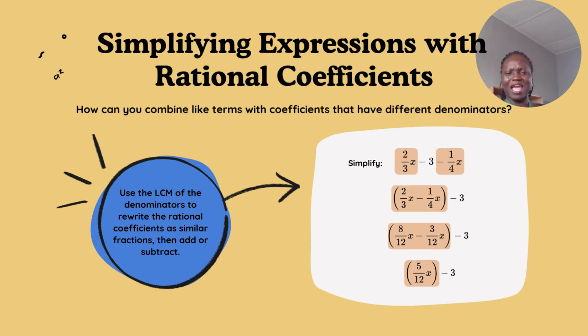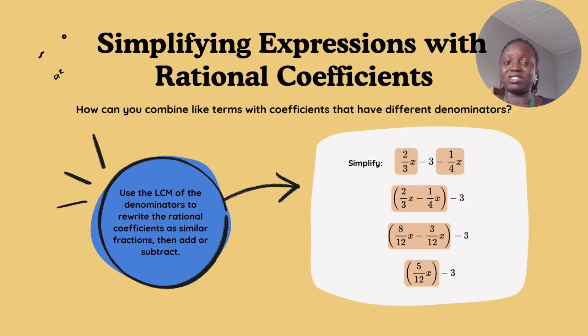Now, simplifying expressions with rational coefficients. How can you combine like terms with coefficients that have different denominators? You know the denominator, the one below in a fraction. Let's take for example, we are asked to simplify 2 over 3 x minus 1 over 4 x. You can see the only like terms we have here are 2 over 3 x and 1 over 4 x, right? So what we are going to do is bring them together.